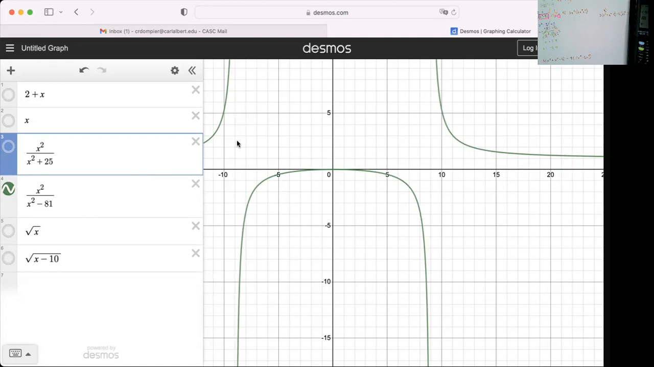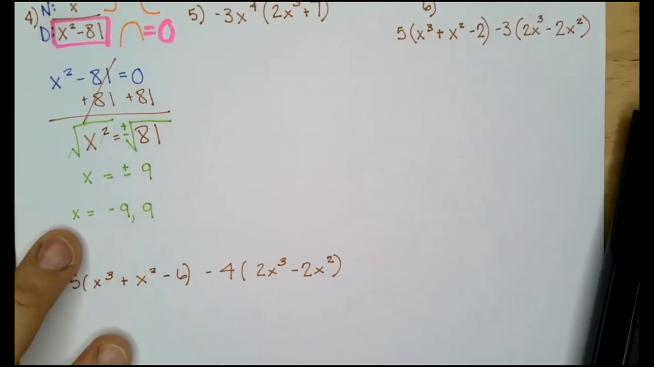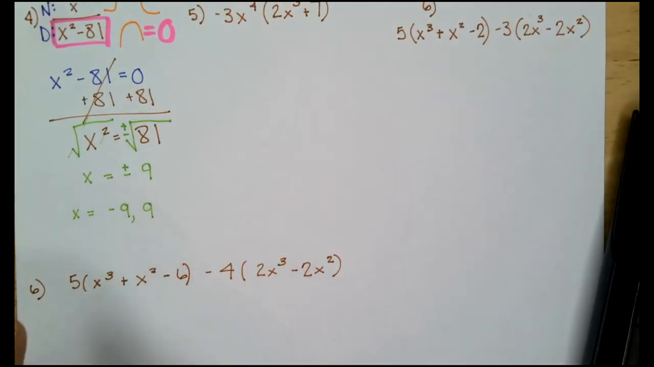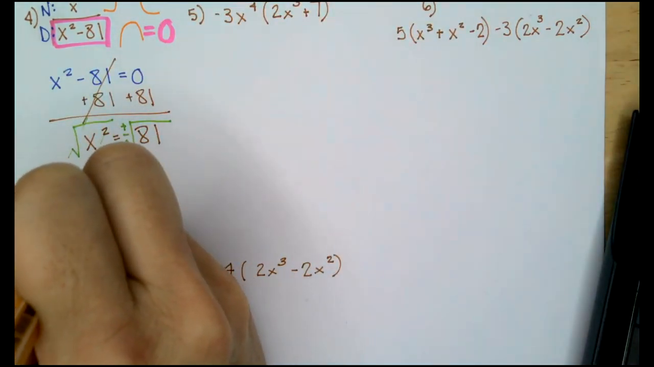Right at -9 is where it starts going up and down forever, never touching -9. At +9, up and down forever, it never touches +9. Okay, so those are our answers. X cannot be -9 and x cannot be 9. Put those back into your equation.